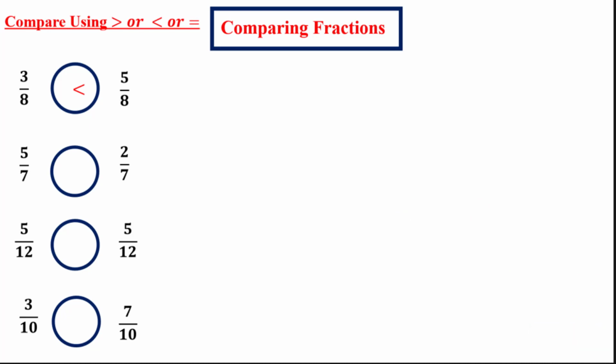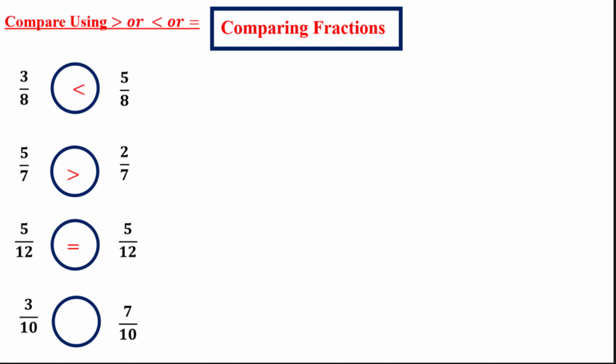Next, 5 over 7 and 2 over 7. We have the same denominator, so just compare 5 and 2. We will say that 5 is greater than 2. Then 5 over 12 and 5 over 12. The two fractions are the same, so we will just write equals here.